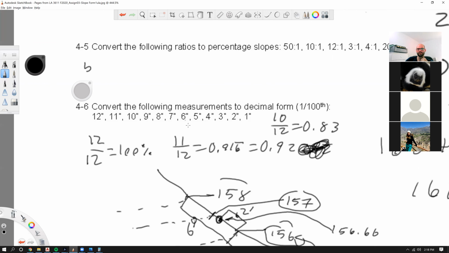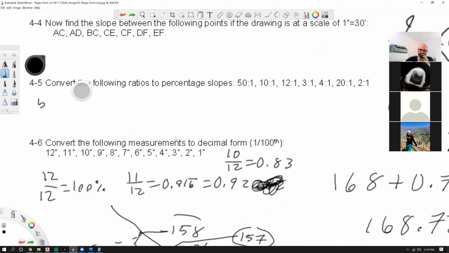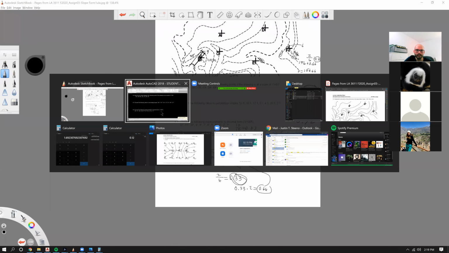So yeah, that's it. 6 divided by 12 is 0.5. 4 divided by 12 is 0.3. 3 divided by 12 is 0.25. It's always going to be divided by 12, right? Because it's 12 inches. Yeah, we're talking about what's in a foot. What's the decimal of a foot? So they're all out of 12. So let's see here. Let me look at the other pages.